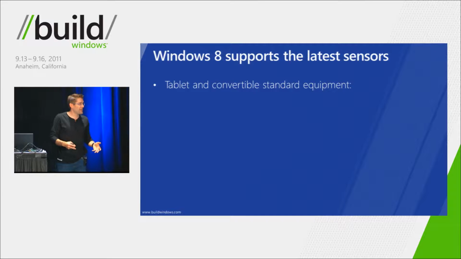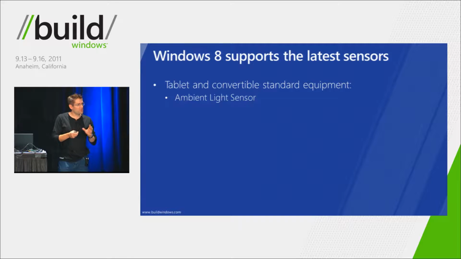So I'm happy to say that if you're writing an app and you're targeting tablet and convertible tablet form factors, any of these form factors where you're in a slate mode or can convert into a slate mode, Windows 8 systems will have a comprehensive set of sensors as standard equipment. So first we have the ambient light sensor.